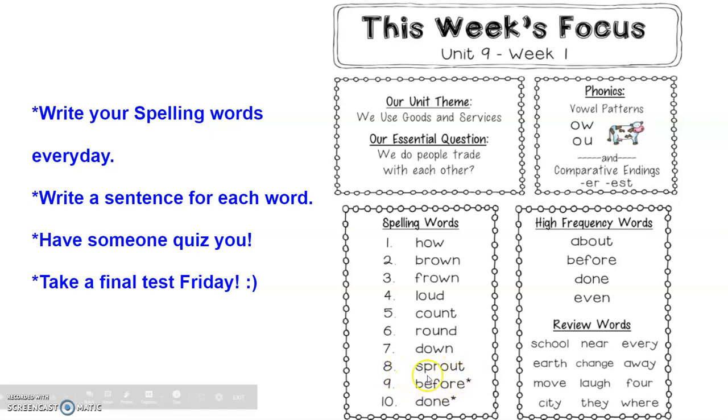We spell it S-P-R-O-U-T. And we have a 3-letter blend here. Our blend in the beginning is spr, out, sprout.